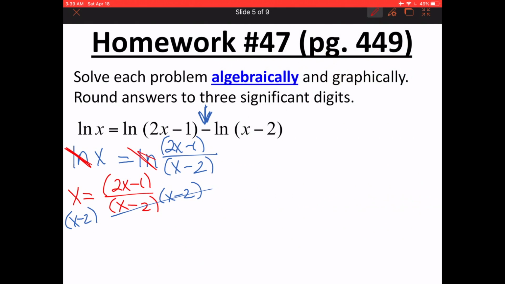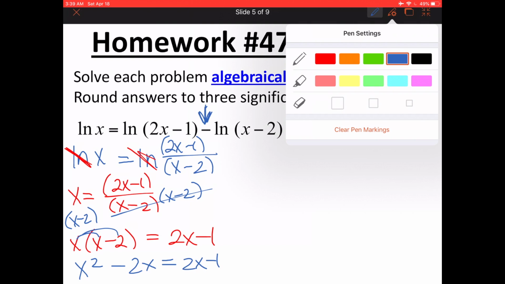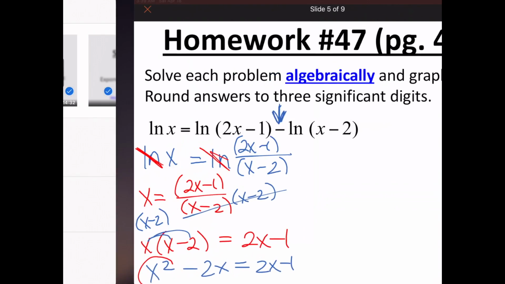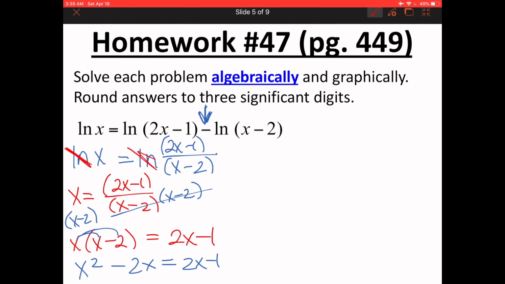So on the other side, what we have now is x times (x minus 2) equals 2x minus 1. So let's make sure we distribute. And I get x squared minus 2x equals 2x minus 1. Now that we have this x squared, this quadratic, we want to make sure that we get 0.